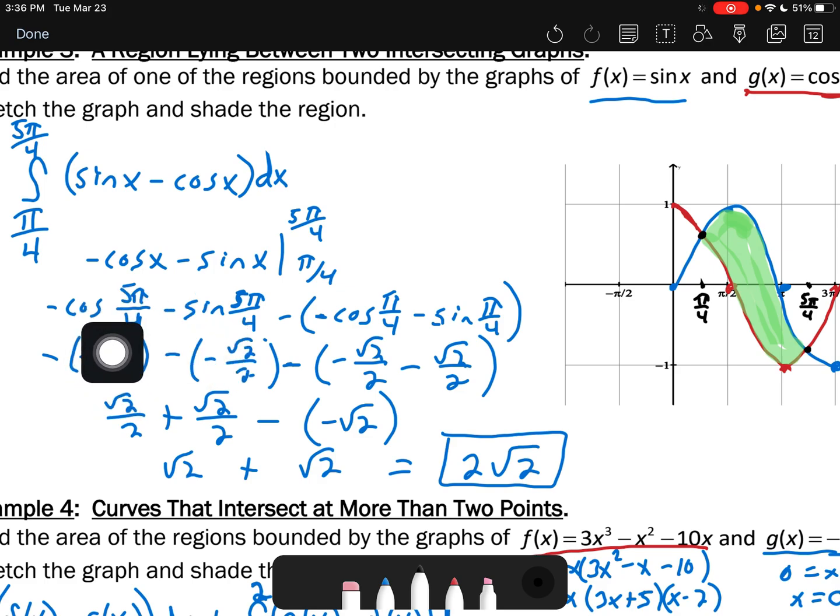And so, cosine and sine of 5 pi/4 are both negative √2/2, right? But these already had negatives, so they cancel both those negatives off. We end up adding those together and just getting root 2 for that.